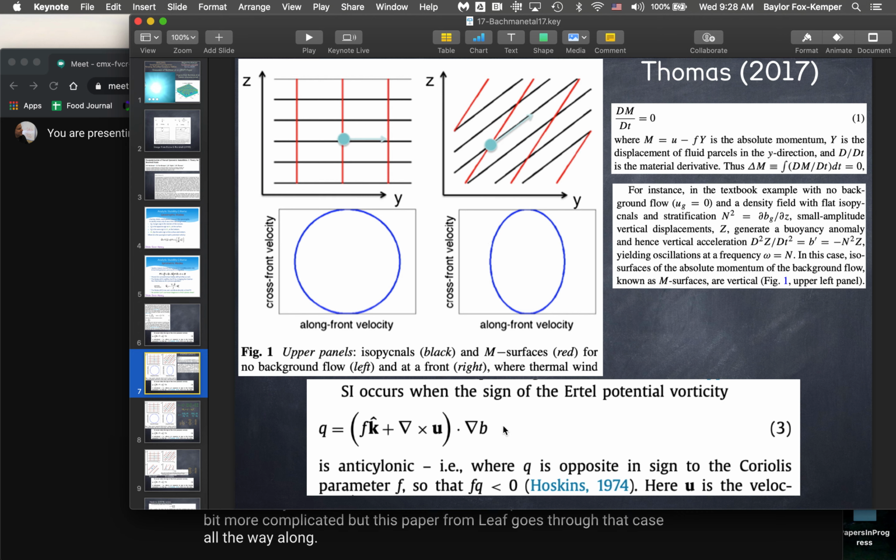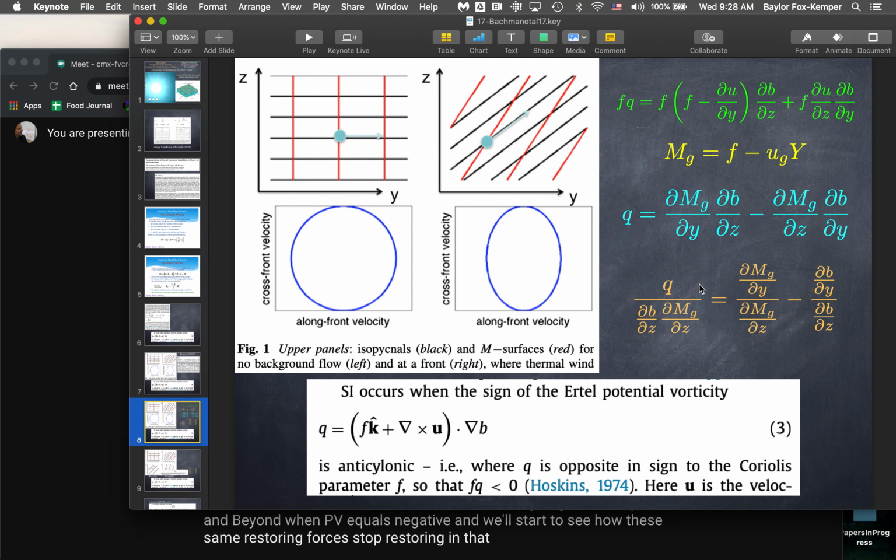Okay, so how does this relate to our sign of the PV? That's a critical key piece. In both of these cases, the PV is positive everywhere in the domain. I can tell you that because these displacements are stable in every orientation under these circumstances. Let's see what it looks like when you go to PV equals 0 and beyond, when PV equals negative. And we'll start to see how these same restoring forces stop restoring in that case.